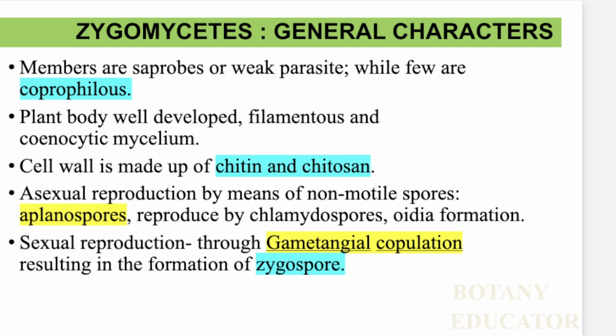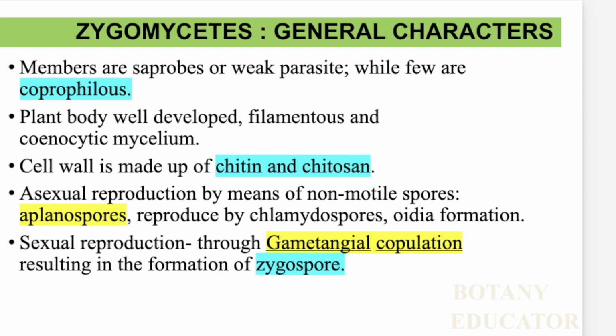If we talk about its general characters, the members are saprophytes or weak parasites. Few are coprophilous, meaning they grow on dung. The plant body is well developed, filamentous and cenocytic. The cell wall is made up of chitin and chitosan. In earlier members, the cell wall was made up of fungal cellulose, so this is an upgraded cell wall made of chitin and chitosan.